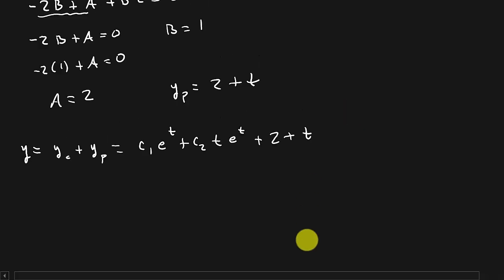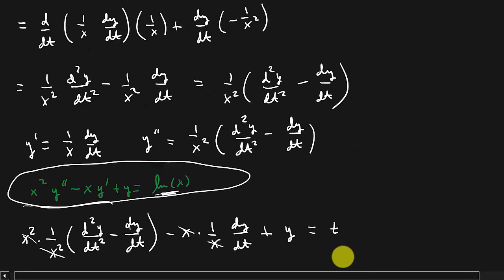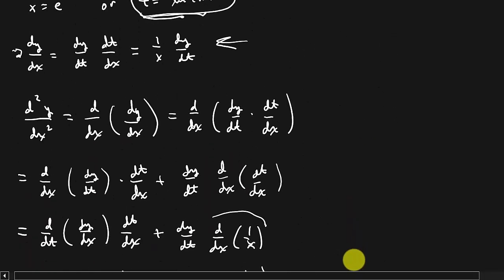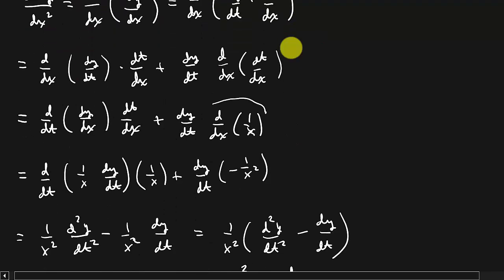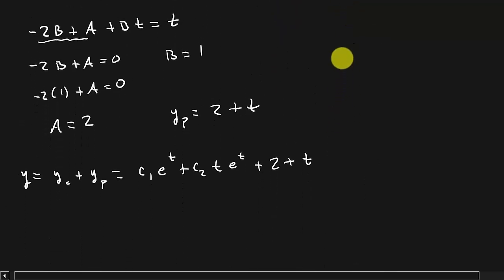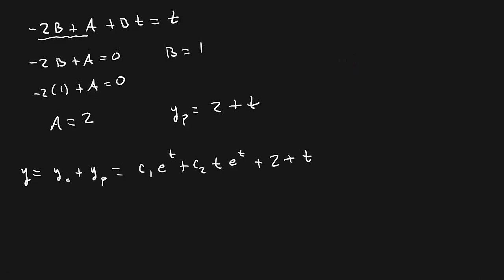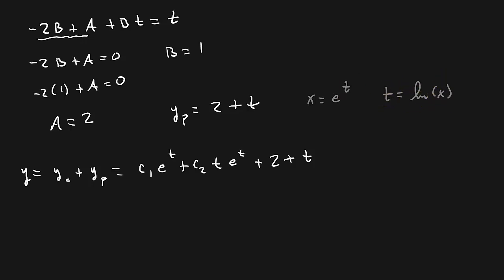But let's go back up here and see what we have. What did we do here? I said x is e to the t and t is natural log of x. So I'm just going to write that down here so we can see it. We know that x is equal to e to the t and t is equal to natural log x. So we got to get this thing back in terms of x.